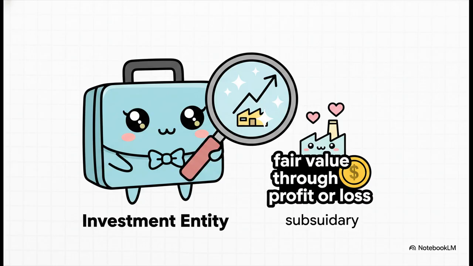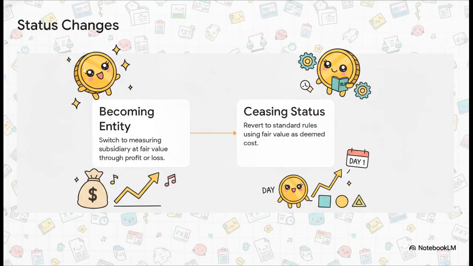And IAS 27 mirrors this logic perfectly. It explicitly states that if a parent is required to measure its subsidiary at fair value through profit or loss for consolidated reporting, it has to do the exact same thing in its separate statements. So that rule of three choice we just talked about, it goes right out the window here. Fair value is mandated. But of course, businesses evolve, right?